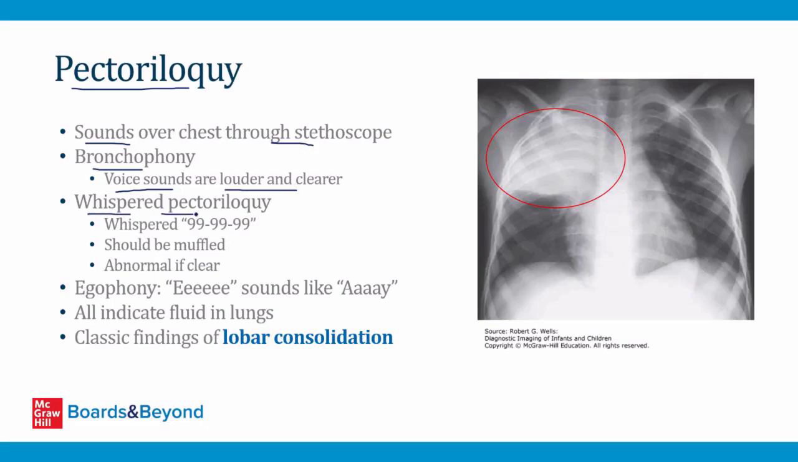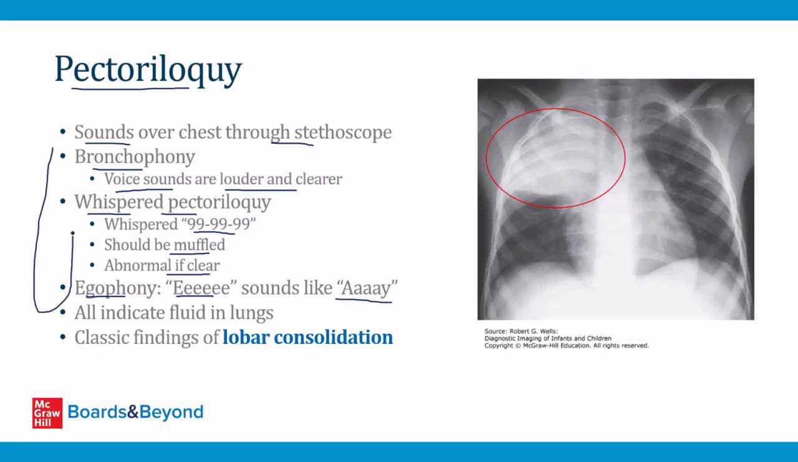Another type of pectoriloquy is whispered pectoriloquy. For this finding, you ask the patient to whisper 99, 99, 99 over and over again. You should hear this through the stethoscope, but it should be muffled. But it's abnormal if you can hear them saying 99 clearly. Another type of pectoriloquy is egophony. For this finding, you ask the patient to say E, and it comes through your stethoscope sounding like A.